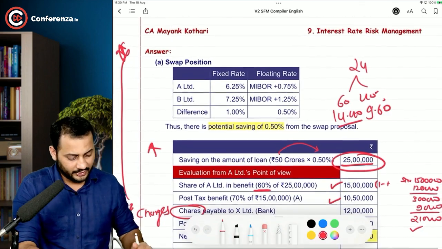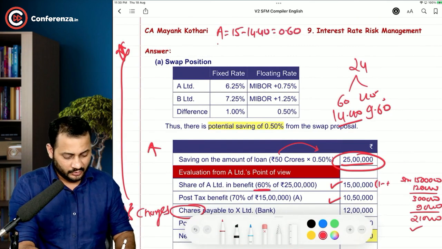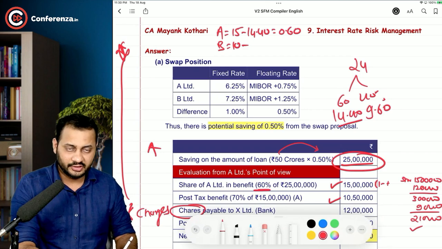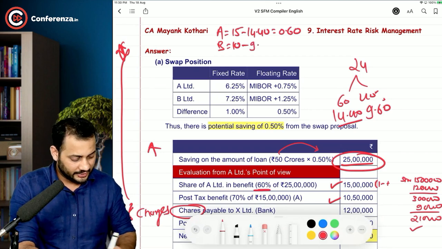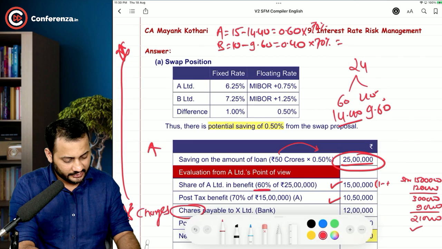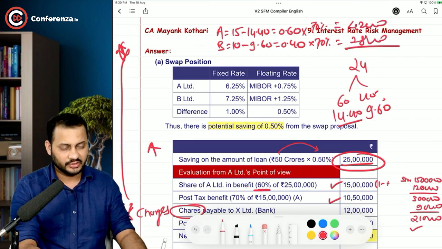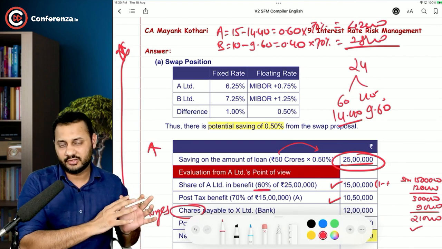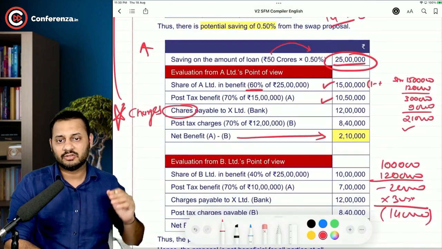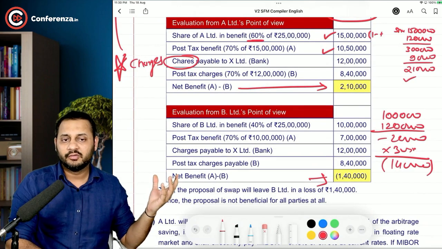So what will happen, I will tell you. For A Limited, the profit is 15, the charges are 14.4, the balance is 0.6. For B Limited, the profit is 10, the share in the profits, and the charges are 9.6, the balance is 0.40. So after tax, it will give them 42,000 of the gain and 28,000 of the gain. So both the parties will have some benefit. But what is happening in this case is all the benefit is taken over by A Limited itself. Nothing has been given to B Limited.